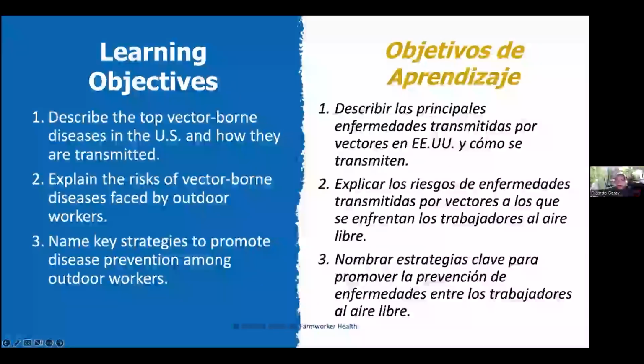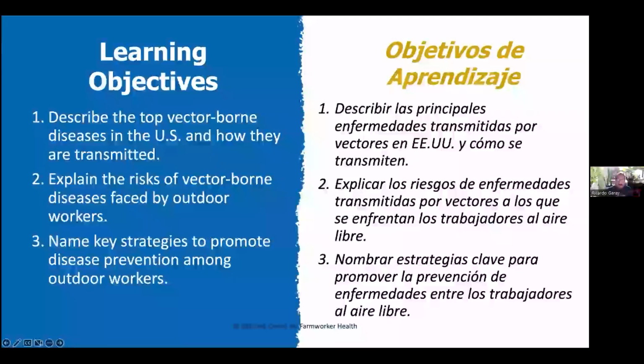The learning objectives today are three. We are going to be very direct. We try to do it simply: first, to describe the main vector-borne diseases in the US and how they are transmitted; second, to explain the risk of vector-borne diseases faced by outdoor workers; and the third one is naming the key strategies to promote disease prevention among outdoor workers.